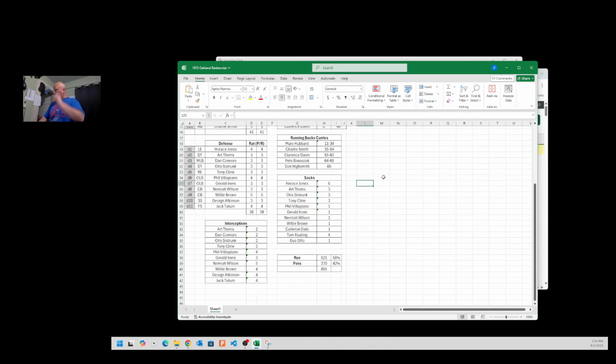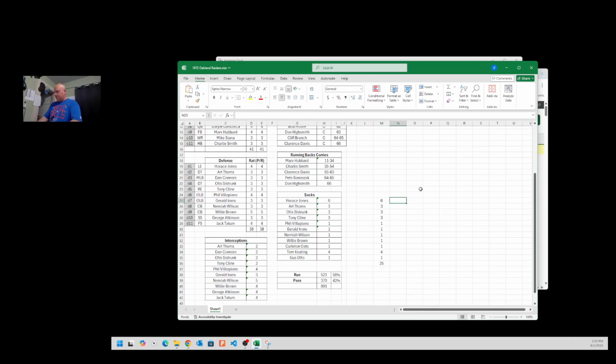Let me just run through these quickly. 6, 3, 3, 3, 1, 1, 1, 1, 1, 1, 4, 1 equals the sum. Divide each individual one by the sum. N25. And if you're not an Excel person, I'm putting a dollar sign in there so that when I drag it down, M25, this number will increase, but the divider, the numerator and the denominator, the denominator will not change.